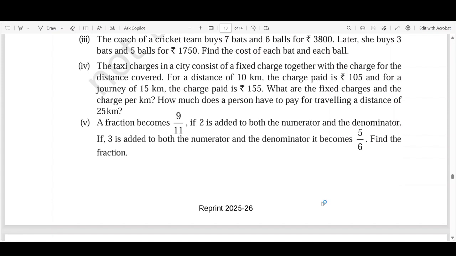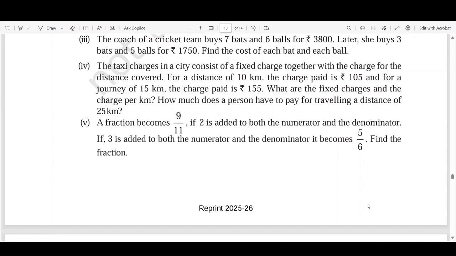Fourth one, the taxi charges in a city consist of a fixed charge together with a charge for the distance covered. For a distance of 10 km, the charge paid is 105 rupees, and for a journey of 15 km, the charge paid is 155 rupees. What are the fixed charges and the charge per kilometer? How much does a person have to pay for traveling a distance of 25 km? So now we have to identify the charge they are fixing for 1 kilometer. Clear?